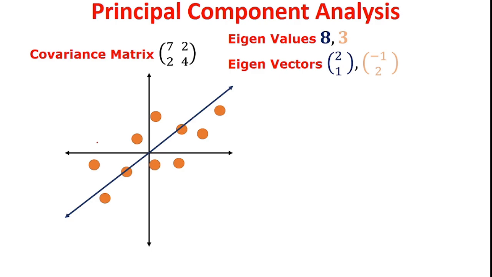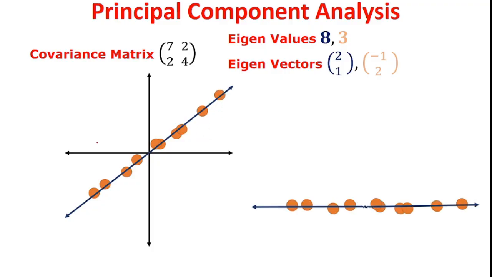Now I am going to project all those data points onto that eigenvector, the 2, 1 eigenvector. Now the 2D data is converted into 1D like this. Now the 2-dimensional data is converted into 1-dimensional data. So this is the concept behind principal component analysis. Thank you. We'll meet in another video.